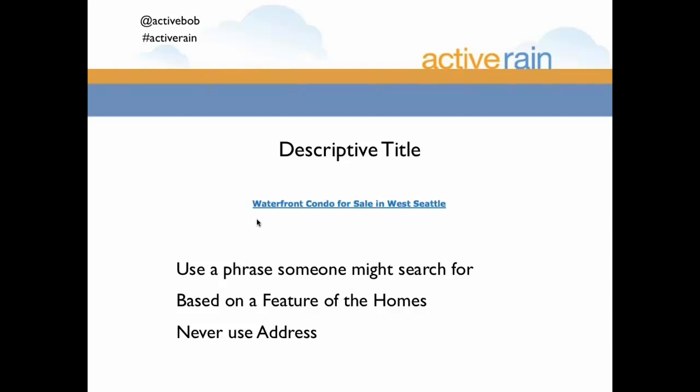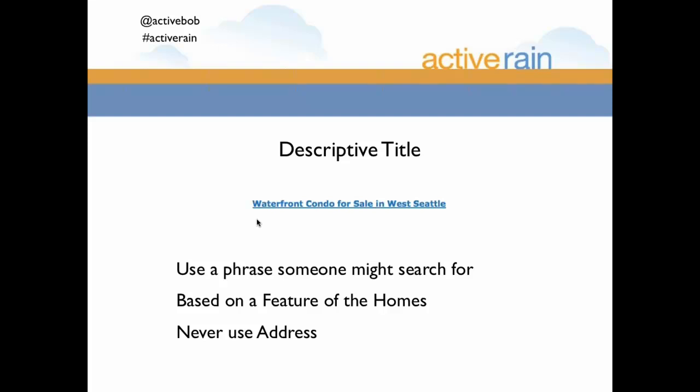We want to have a descriptive title that describes the property, so that if somebody's looking for a home like ours, but not necessarily for our exact listing, there's still the potential that they're going to find it. So in my case, I used "waterfront condo for sale in West Seattle." You want to pick out some component of your listing, and we have a class that we just did yesterday on keyword phrases where we talk about some of the different ways that you could potentially describe your listing. So we want to use a phrase that someone might search for.